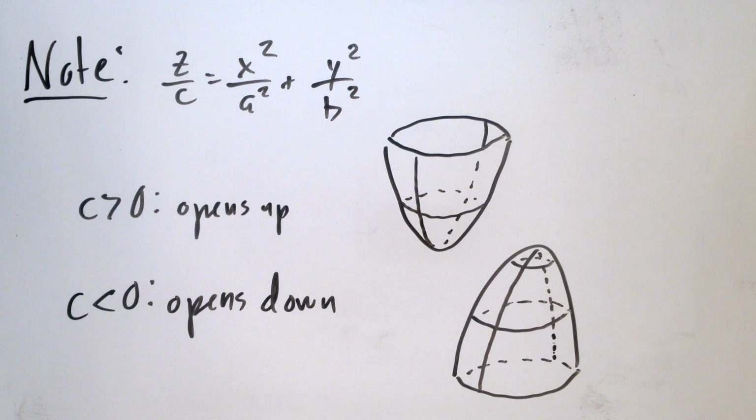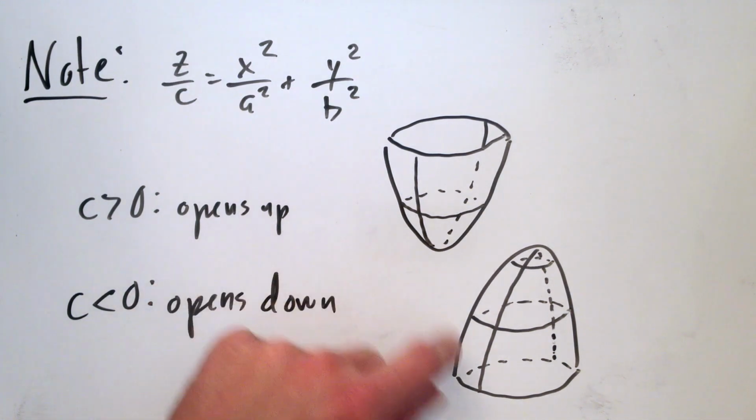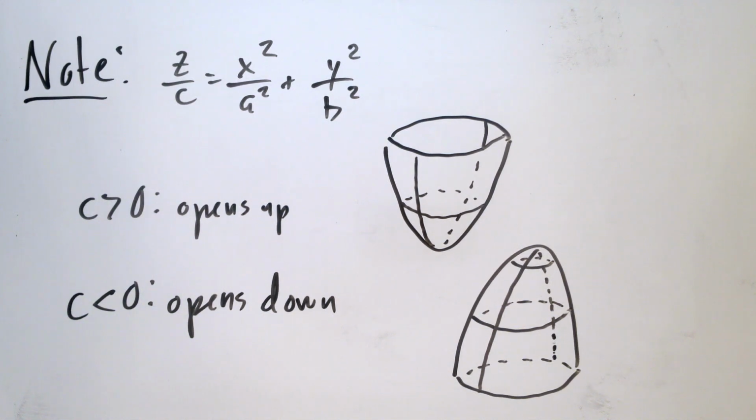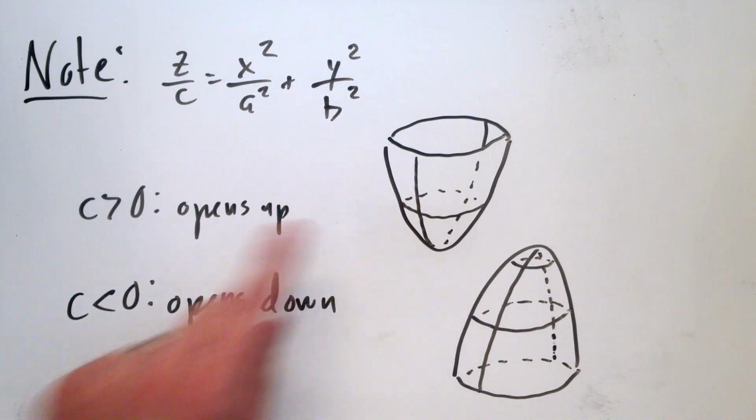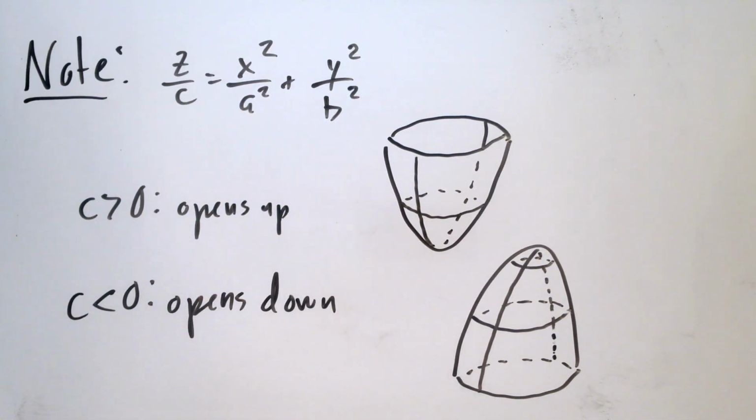Just a quick note about elliptic paraboloids. The main behavior that we notice with them is that they could be upward facing or downward facing, opening up or opening down, just like our regular old parabolas. This depends upon whether this number c under z is positive or negative. If c is positive, it opens up. If c is negative, it opens down. Those are our two possibilities, and different values for a, b, and c can make it wider, narrower in various directions. That's pretty much it.